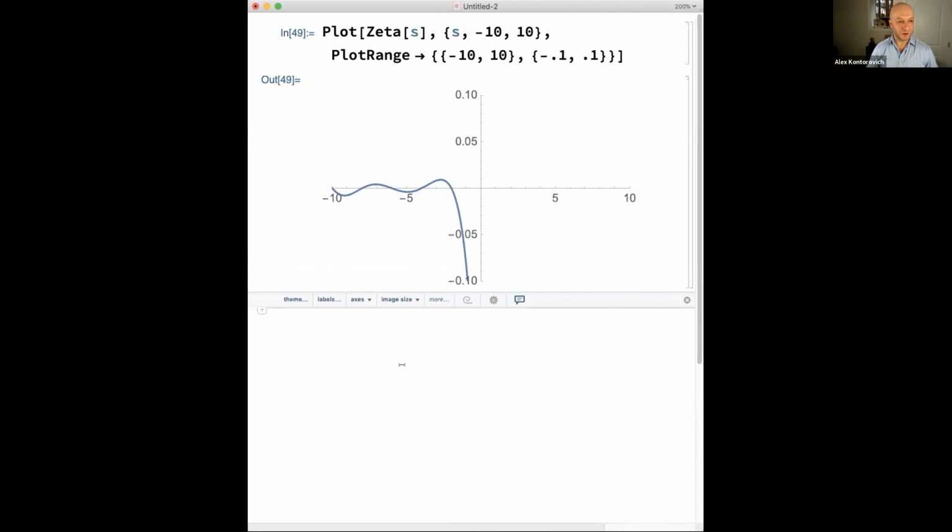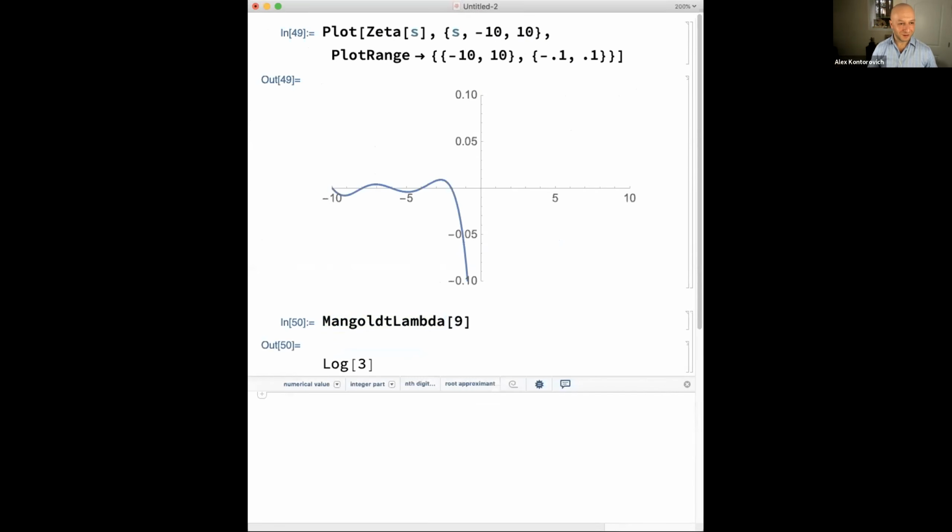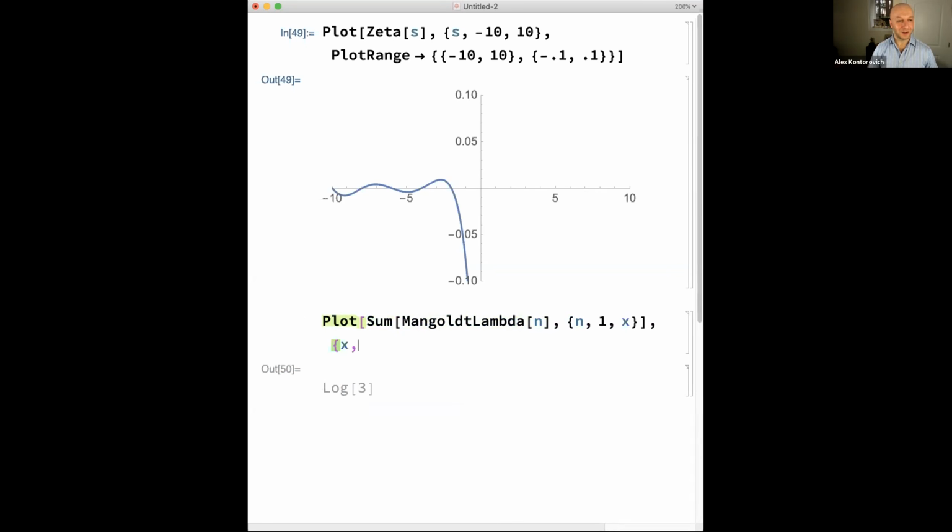So let's see, do we have the von Mangoldt function? I think it's called Mangoldt. Mangoldt lambda of 7, of 8, of 9, whatever, log 3, good. And now I want to plot the sum of the von Mangoldt function as n goes from 1 to x. And I want to plot that as x goes from, let's say, 2 to 20 or something.